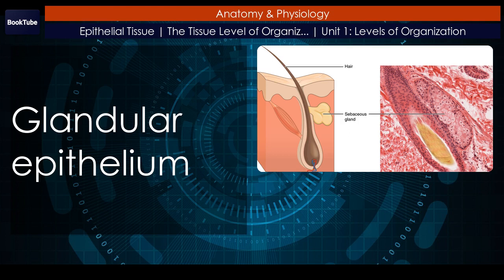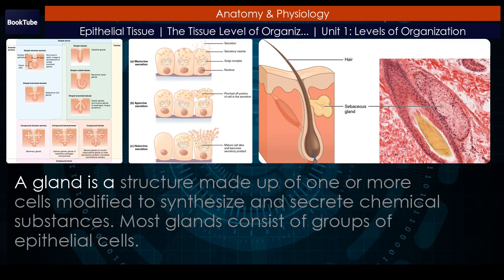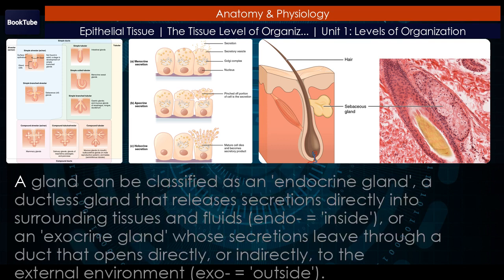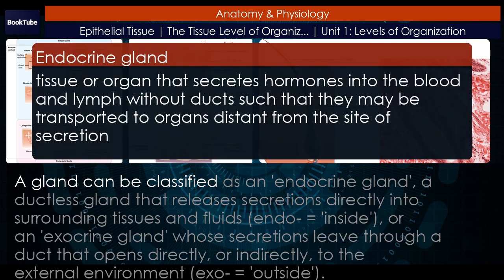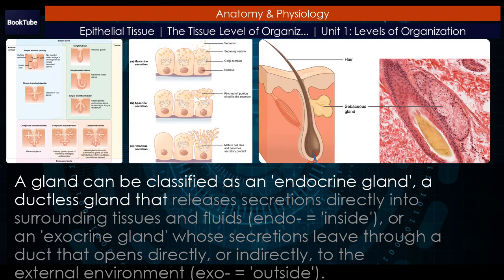Glandular epithelium. A gland is a structure made up of one or more cells modified to synthesize and secrete chemical substances. Most glands consist of groups of epithelial cells. A gland can be classified as an endocrine gland, a ductless gland that releases secretions directly into surrounding tissues and fluids.